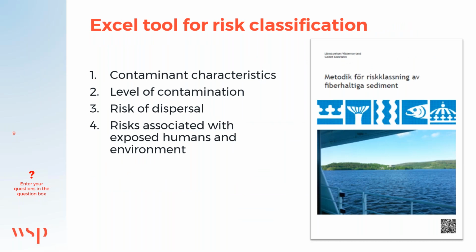The tool is divided into 4 different sheets in the same way as the Swedish EPA risk classification method. And those are contaminant characteristics, level of contamination, risk of dispersal or spreading, and risks associated with exposed humans and environment. And I will go through them all quickly now. I'm afraid all the screen dumps will be in Swedish, but I think you'll be able to understand what we did anyway. I hope so.